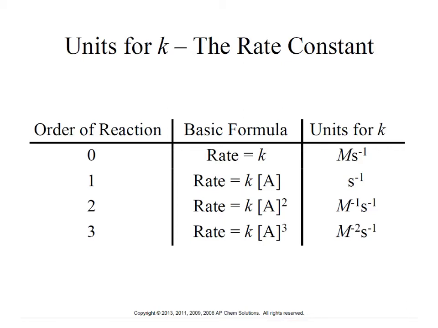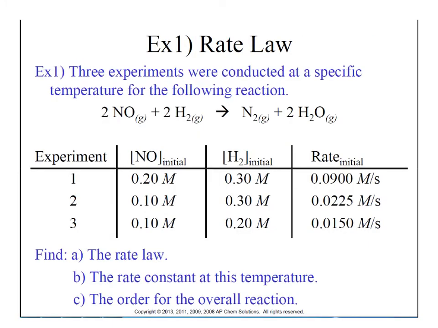And so the basic formula for each overall order of a reaction: if the order is 0, then the rate is just going to be equal to K, and that's because it's A raised to the 0, which is 1. The units for K in that case are going to be molars per second. If it's a first order, the rate is equal to K times the concentration raised to the first power, and so on and so forth.